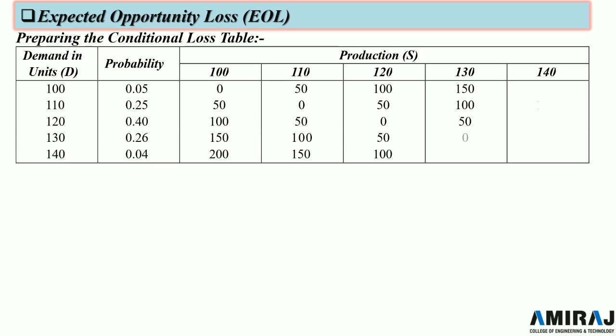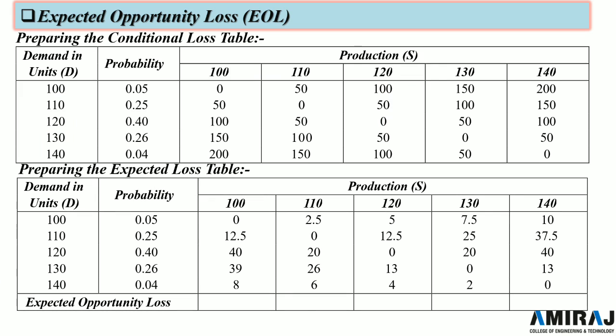As you can see, if the demand is equal to the production, we will have 0 loss. But if it is more or less, we will be expecting loss. Now for preparing the expected loss table, we multiply with the probability as we did in the previous. Multiply this probability with this value. So here it will be 0.25 into 50, it will be 12.5.